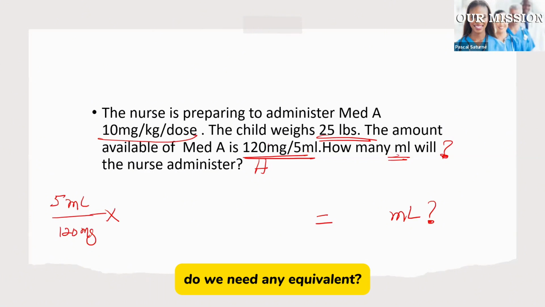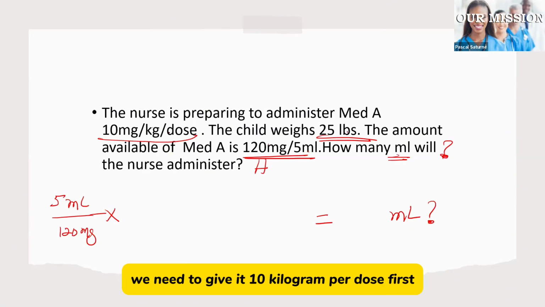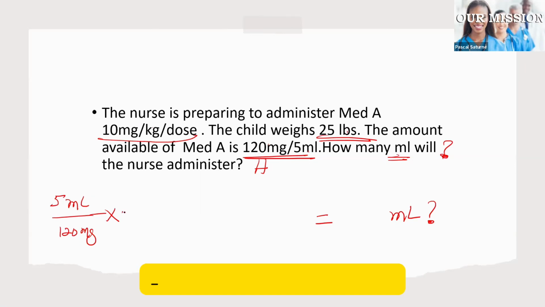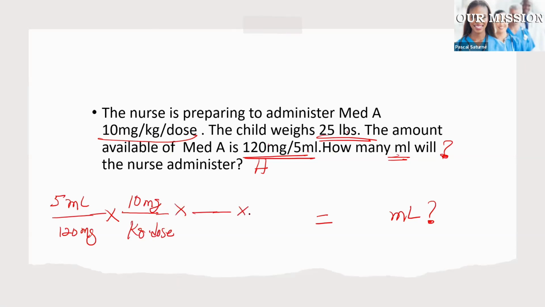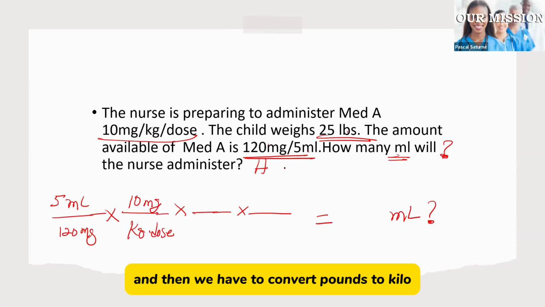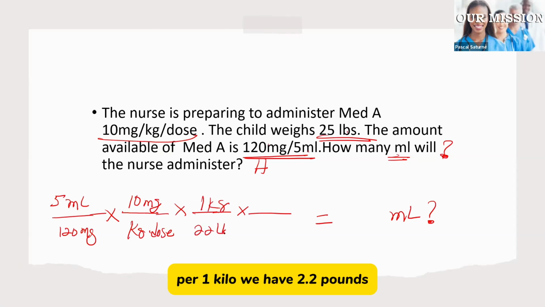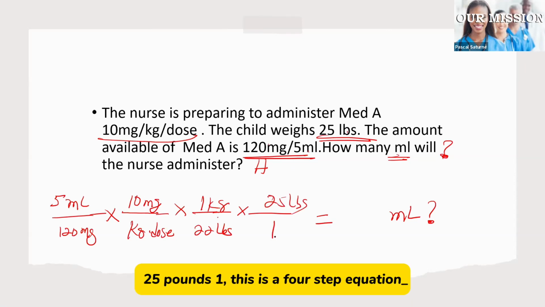Do we need any equivalent? Yes, because your patient is in pounds. We need to give 10 milligram per kilogram per dose. First, what's your order? Your order is 10 milligram, if you want, per kilogram per dose. This is a 4-step equation. And then we have to convert pounds to kilo. So per 1 kilo, we have 2.2 pounds. What's the patient weight? 25 pounds.